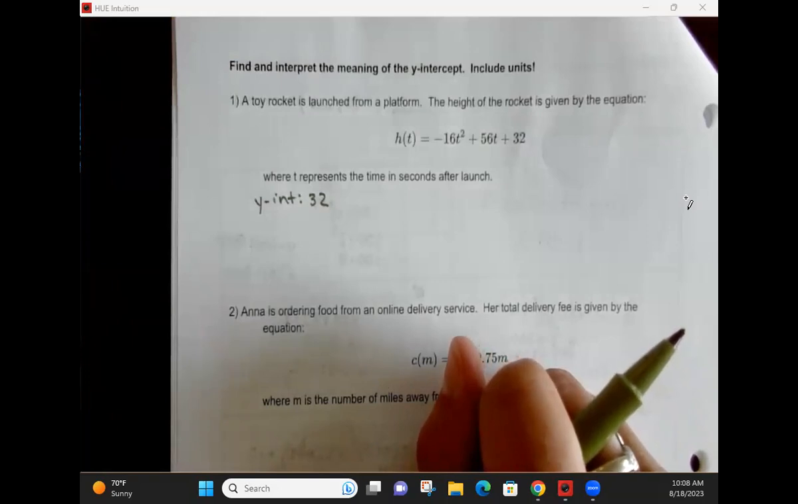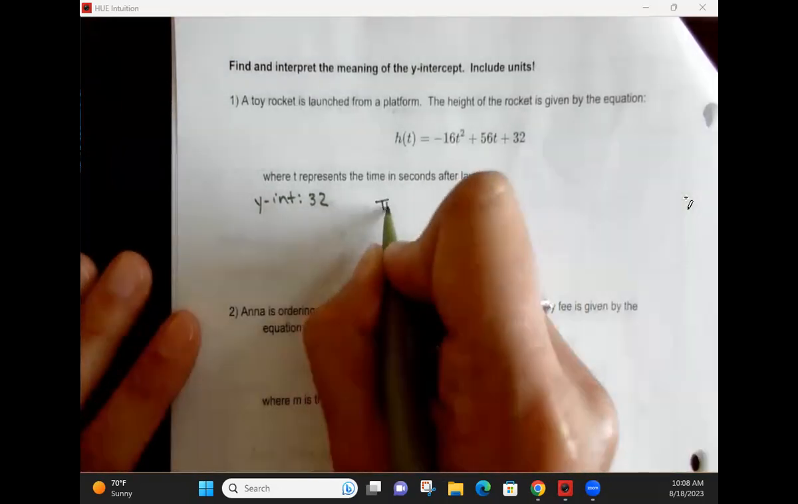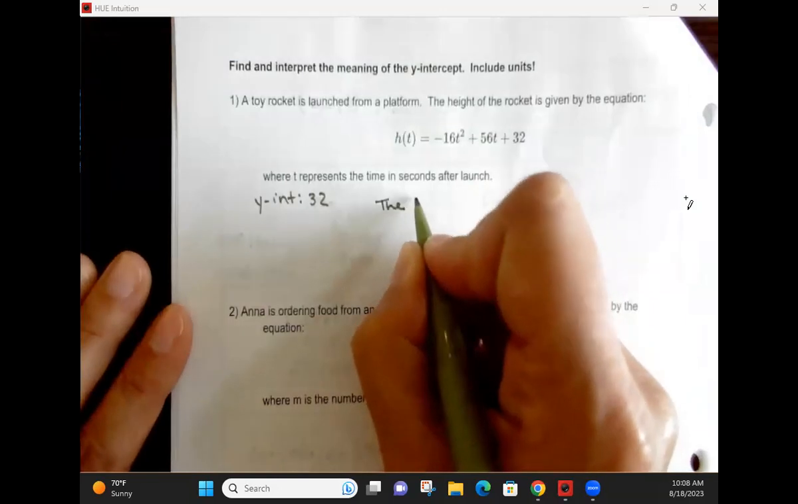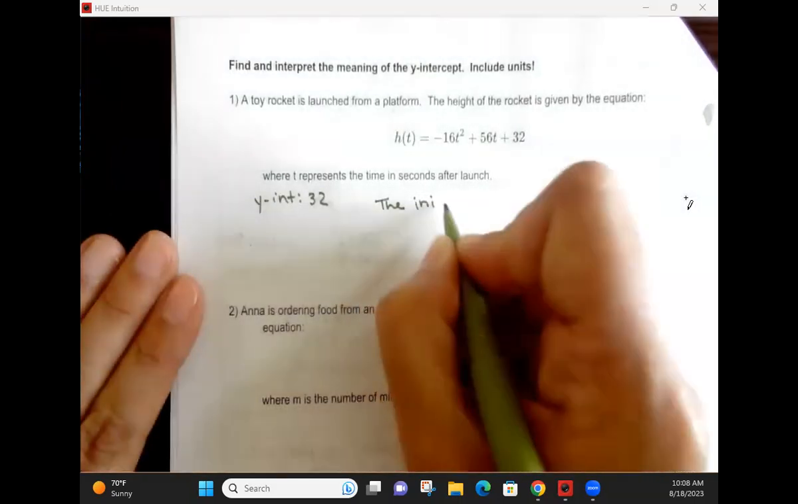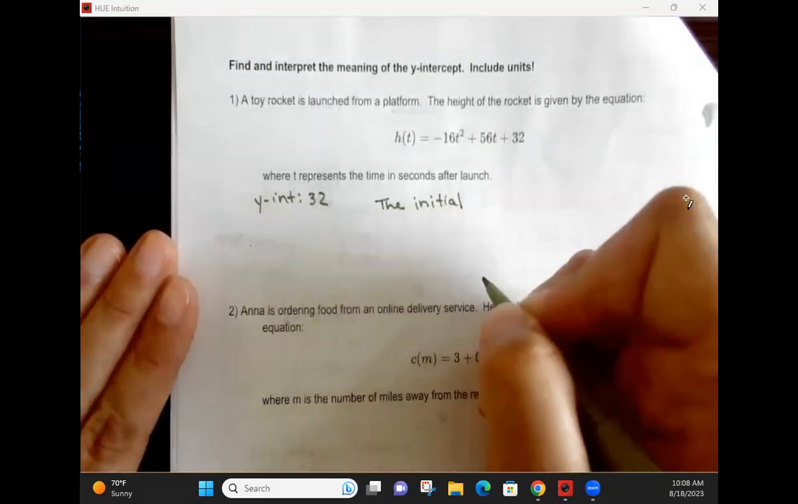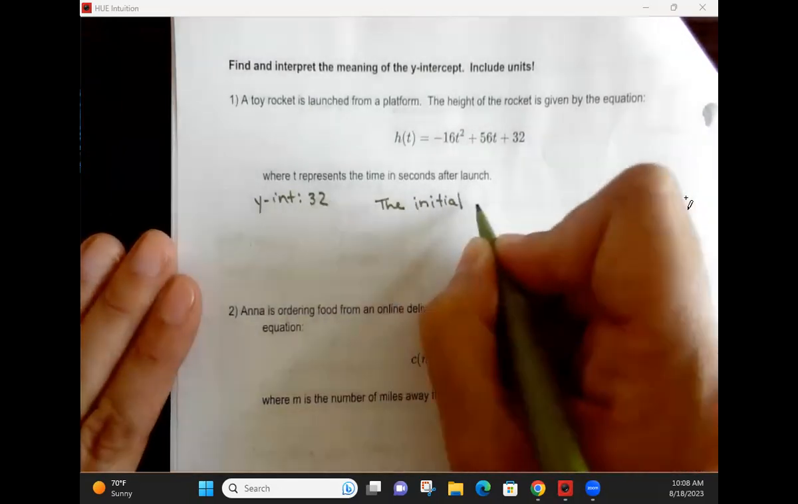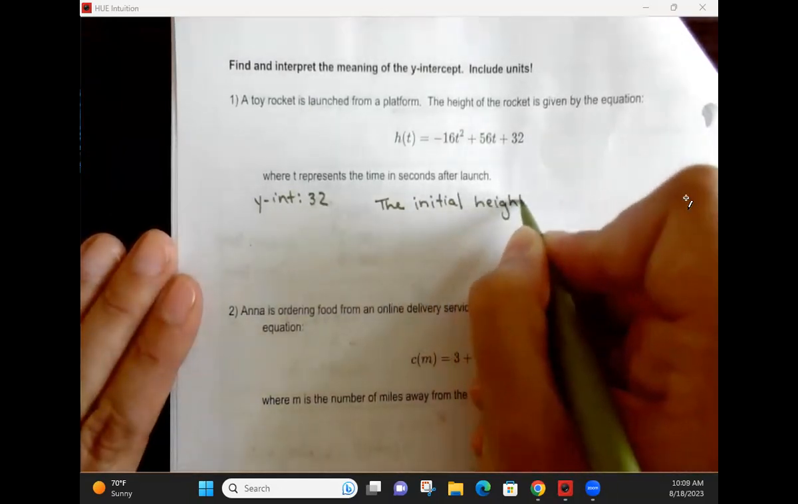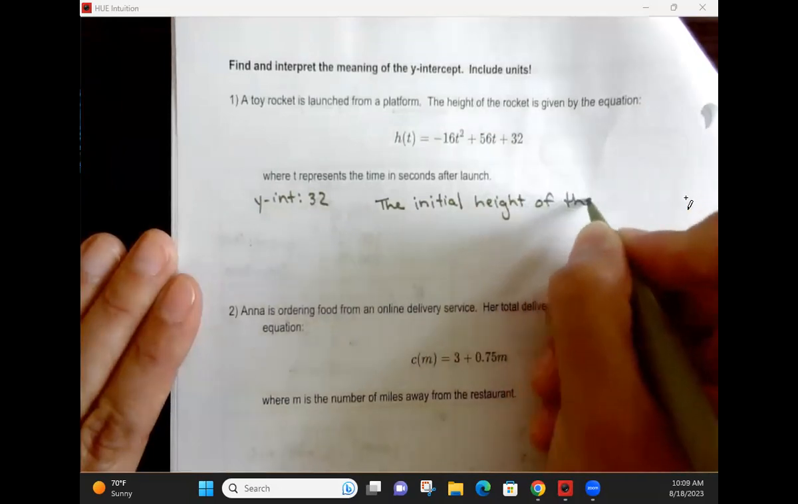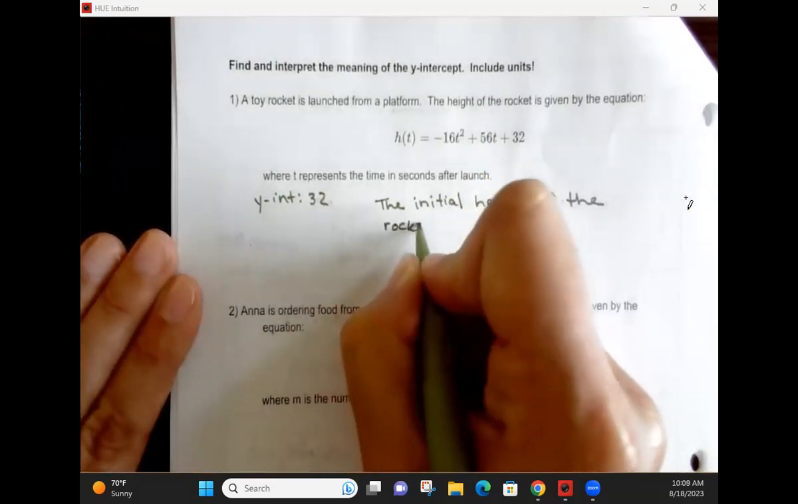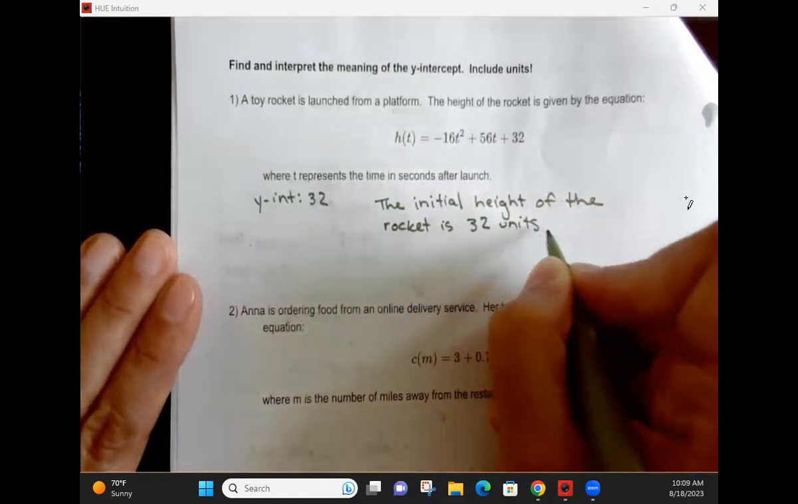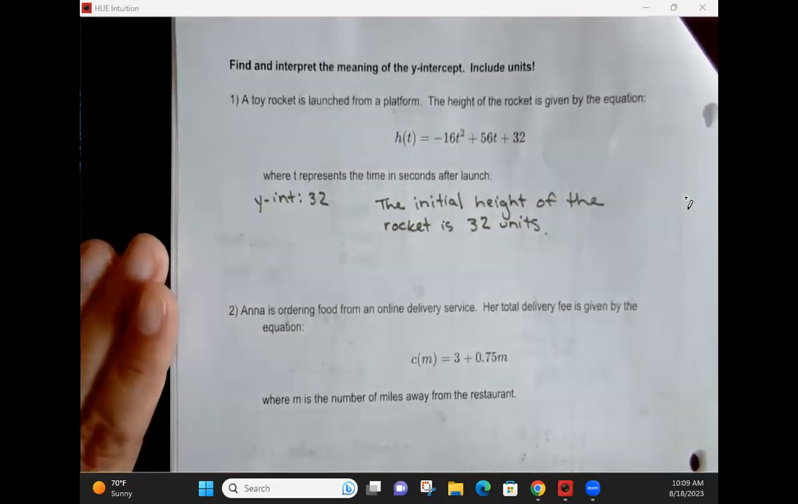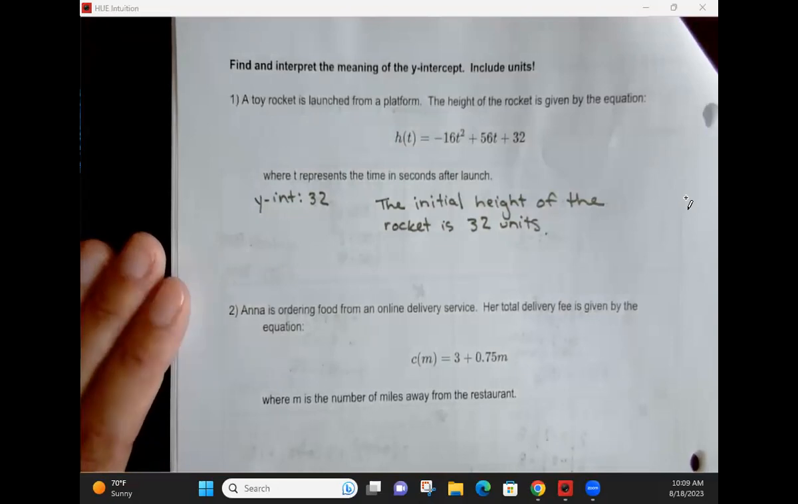The rocket starts at 32 feet above, or 32 units. Yeah, I didn't give you a label here, right? And I like to use the word initial a lot when we talk about y-intercepts. The initial height of the rocket is 32, you said units, so I'll write units too. I didn't specify if it was feet or inches or centimeters or miles. Okay, 32 something.